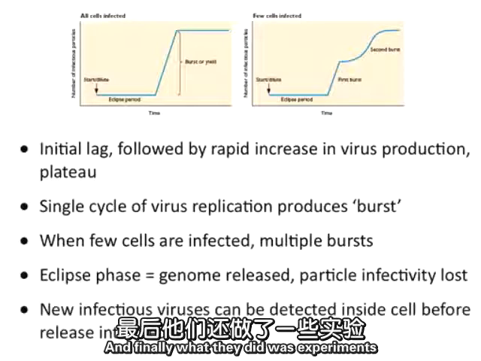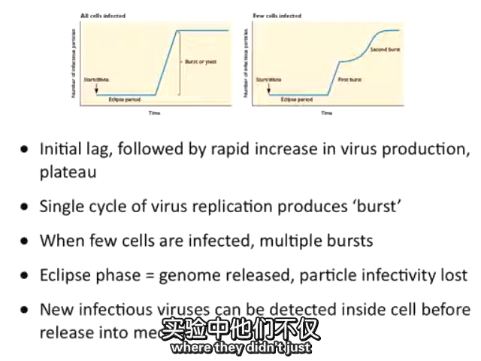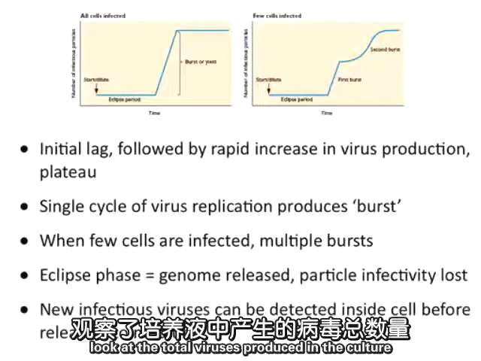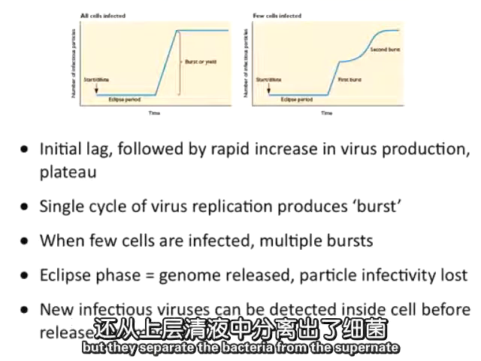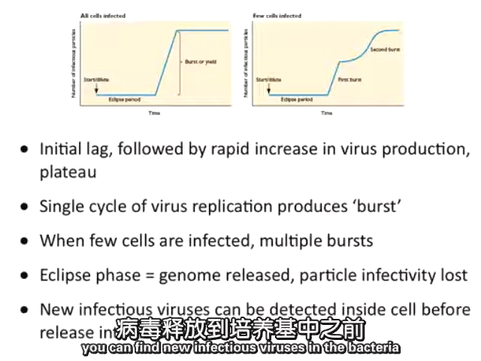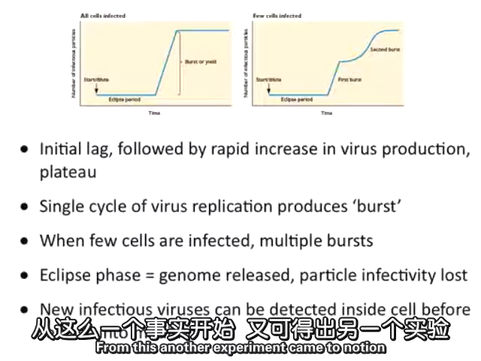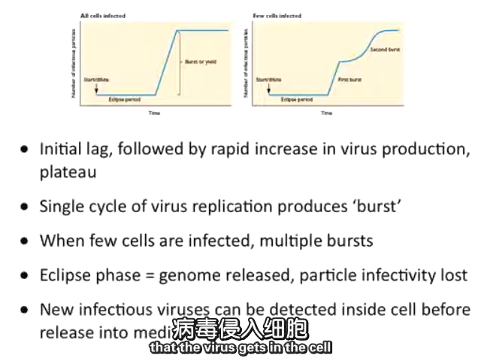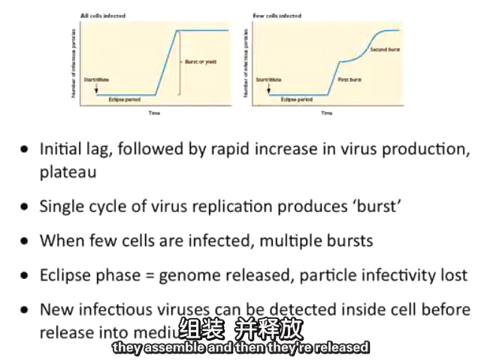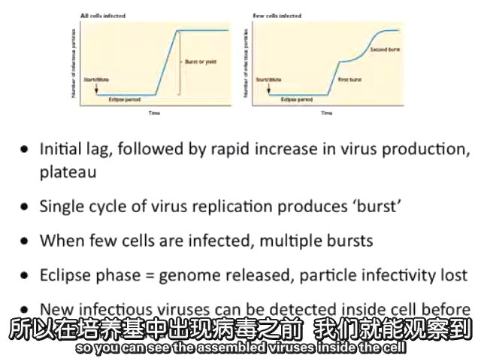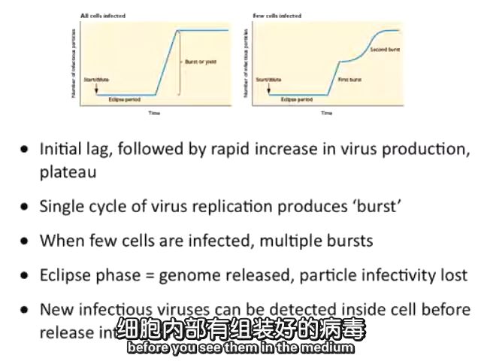And finally, what they did was experiments where they didn't just look at the total virus produced in the culture, but they separated the bacteria from the supernatant. And what they found was that you can find new infectious viruses in the bacteria before they come out into the medium. So from this and other experiments came the notion that the virus gets in the cell, it makes building blocks, they assemble, and then they're released. So you can see the assembled viruses inside the cell before you see them in the medium.